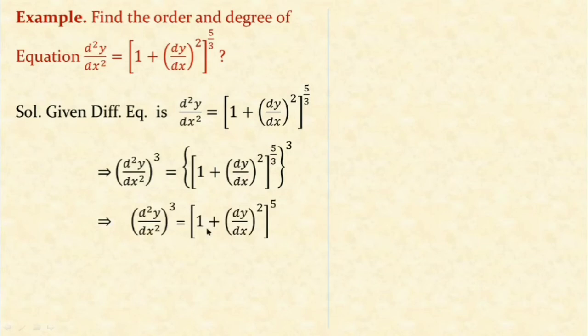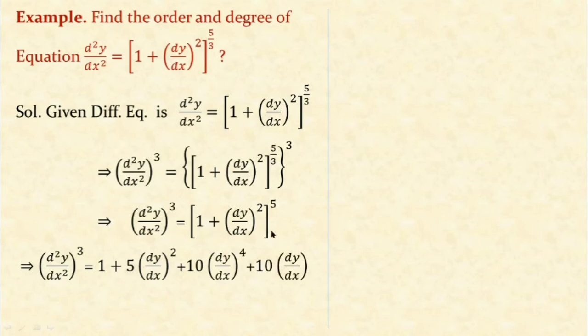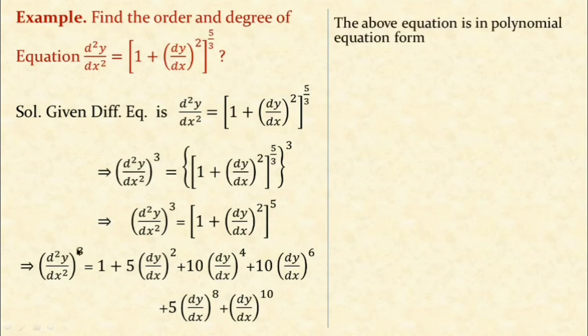So here we apply the binomial theorem. We use the binomial theorem for this expansion, with C0, C1, C2, C3, C4, C5, whole power 1, whole power 2, and so on. By expanding this using the binomial theorem, we get this. So this is a polynomial form in this case, because the exponents of these derivatives are 2, 4, 6, 8, 10, and for this one 3. All these exponents are positive integers, so it is a polynomial form.